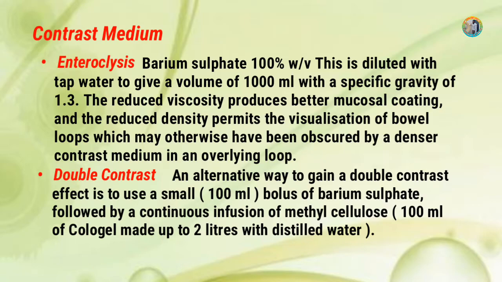In double contrast, an alternate way to gain a double contrast effect is to use a small 100 ml bolus of barium sulfate, followed by a continuous infusion of methyl cellulose, that is 100 ml of polygel made up to 2 liters with distilled water.